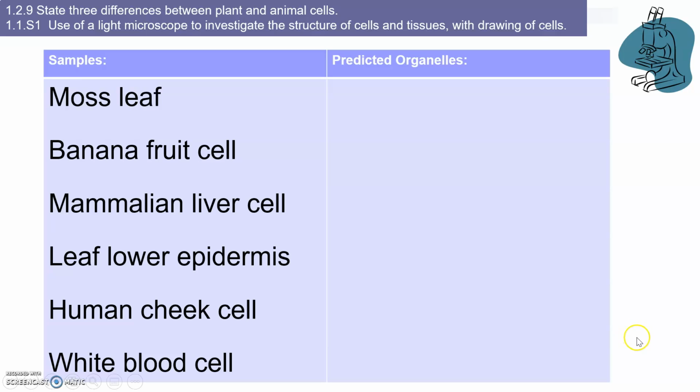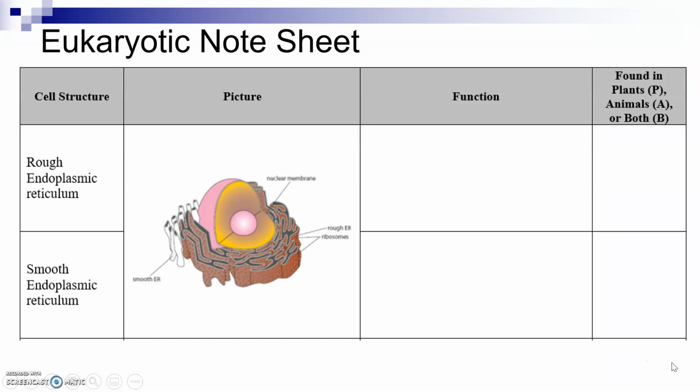So to prepare for that, I'm asking you to do some note-taking, and you have a note sheet. This is a portion of it that you should be filling in today to get ready for the different types of cells that you'll be looking at. This note sheet asks you to do some drawings in some places. It asks you to write out some functions, and the really important part for our lab next time is this last column where you're identifying whether the organelle is found in plants, animals, or both.